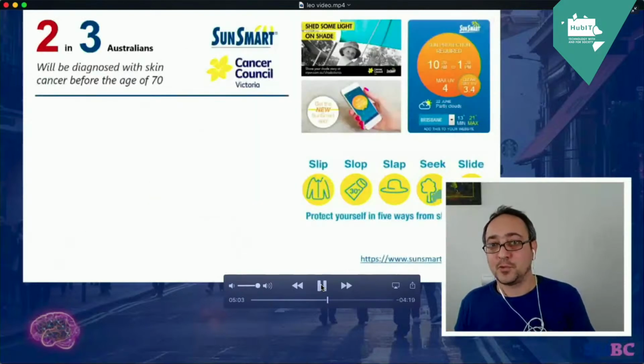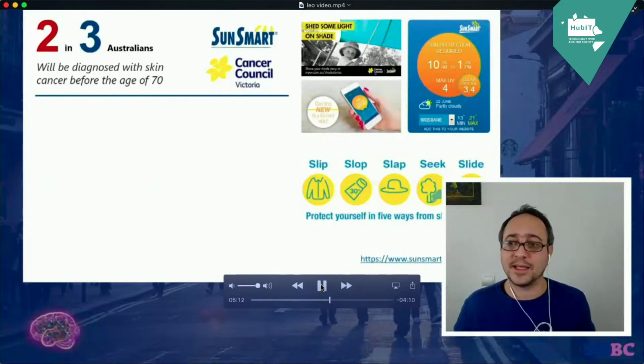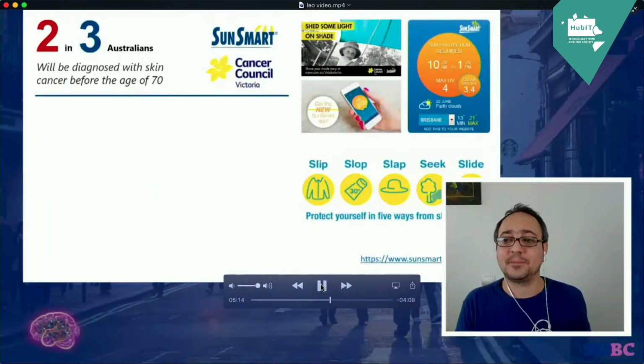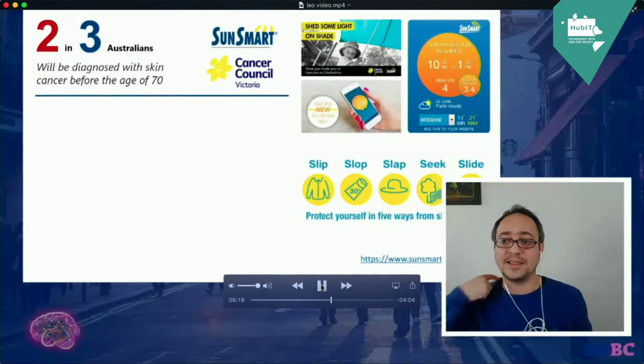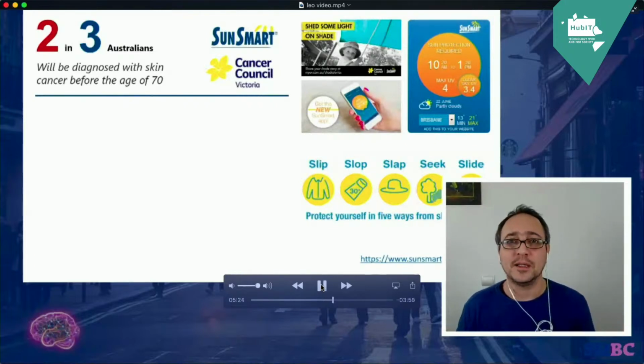2 in 3 Australians will be diagnosed with skin cancer before the age of 70. This is how technology helps in most situations. Look at this application. What they did, they made it easy for people to understand when they go into the sunlight, by providing information like: today the sunlight is like this, so you need a 10 degrees sun protection oil.